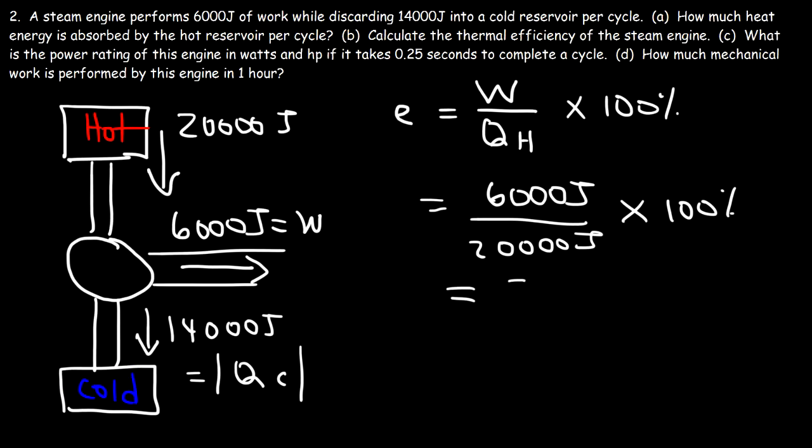So the efficiency in this example is 30%. So that's the answer for part B. Now let's move on to part C. What is the power rating of this engine in watts and also in horsepower if it takes 0.25 seconds to complete a cycle?